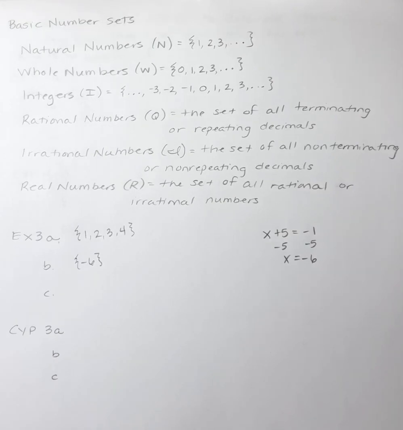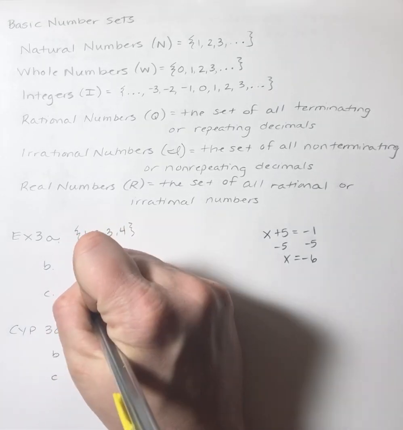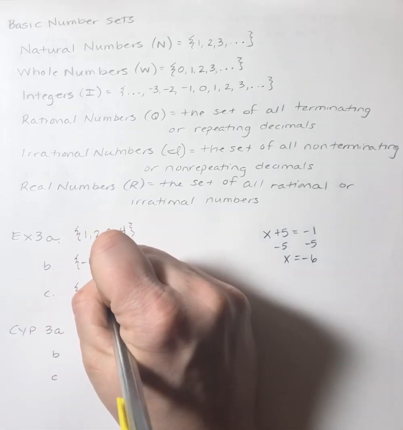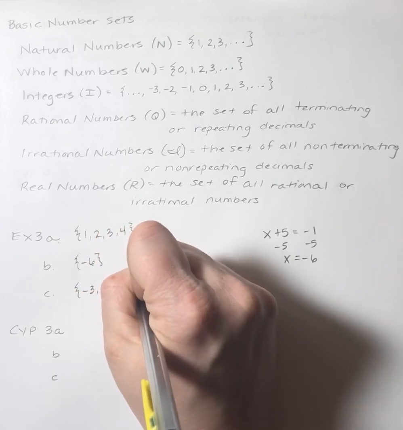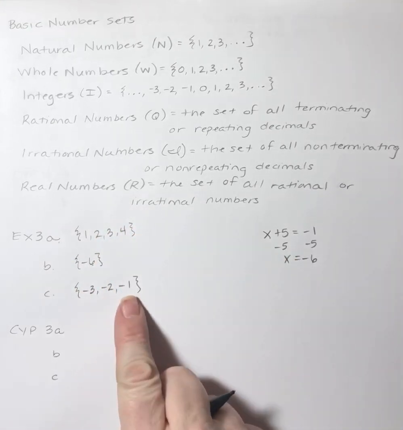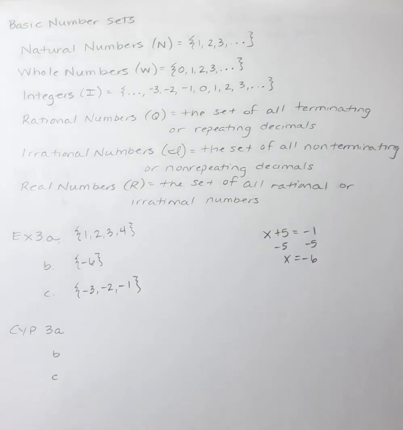And for example 3c, it says the set of negative integers greater than negative 4. So if it says greater than negative 4, we don't include negative 4. And if we're only doing negative integers, we just do negative 3, negative 2, and negative 1. 0 is neither positive nor negative, so we don't include it.